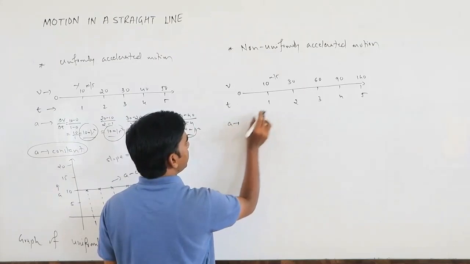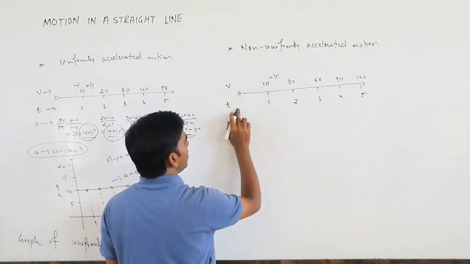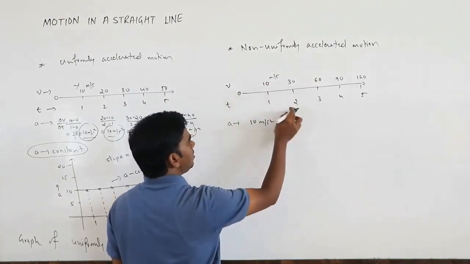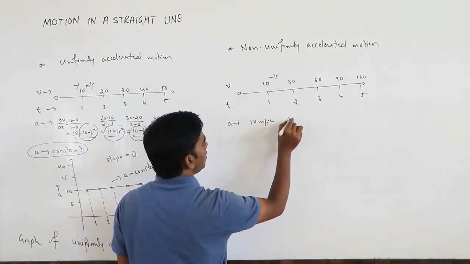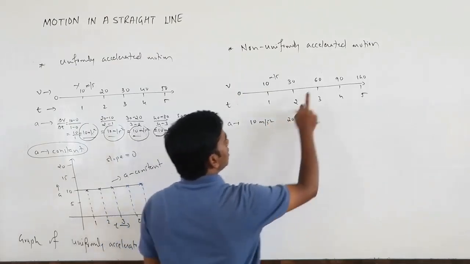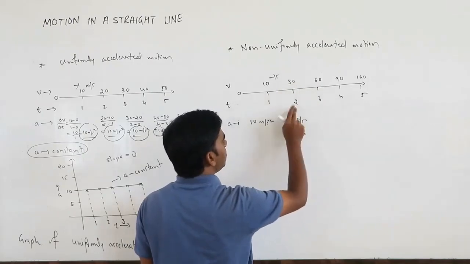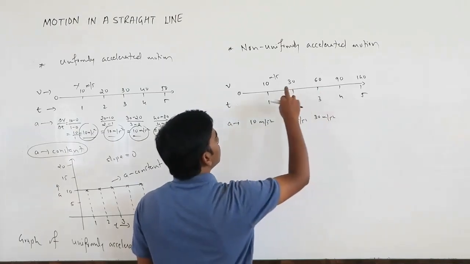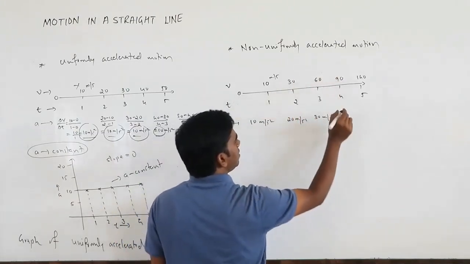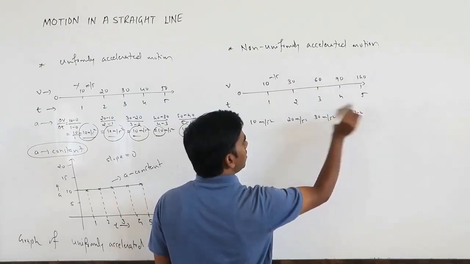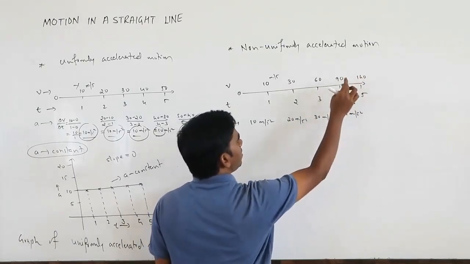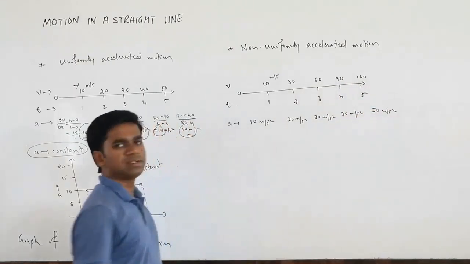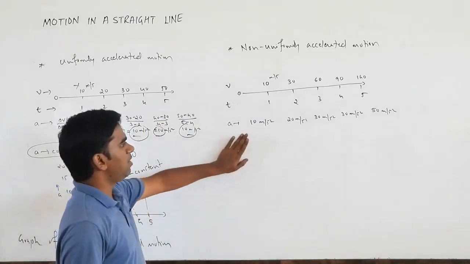So acceleration for the first is 10 minus 0 divided by 1 minus 0, so it is 10 meters per second squared. Here 30 minus 10 is 20, and 2 minus 1 is 1, so this is 20 meters per second squared. 60 minus 30 is 30, and 3 minus 2 is 1, so this is 30 meters per second squared. Now 90 minus 60, again 30 meters per second squared. 140 minus 90 is 50 meters per second squared. So these are the values of accelerations.